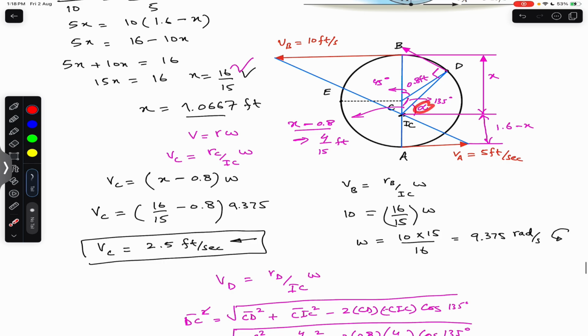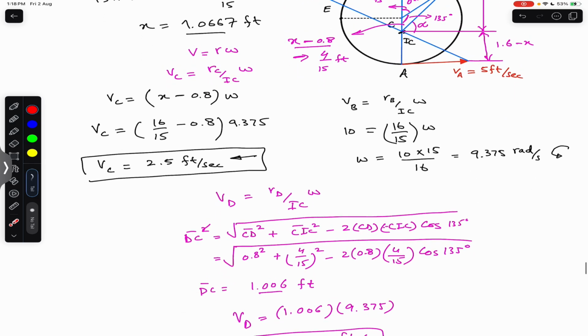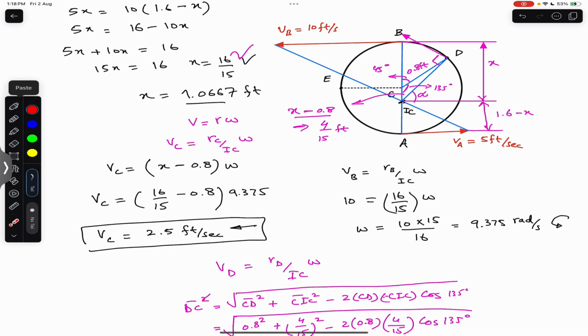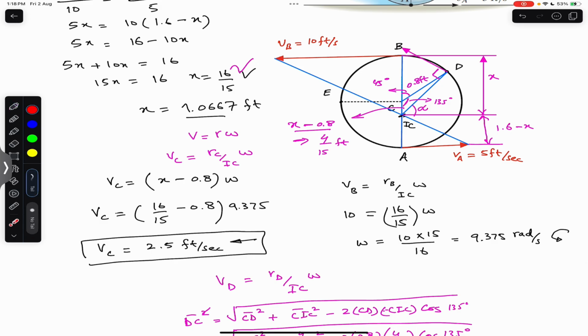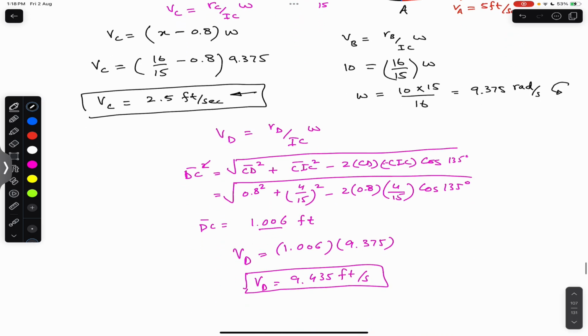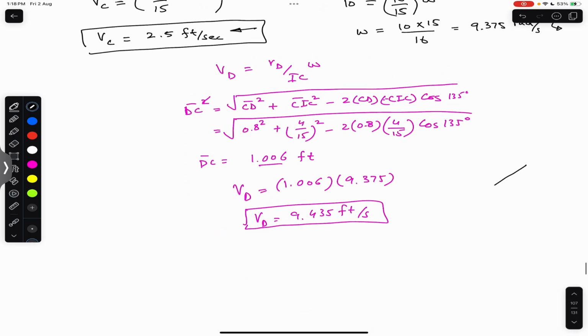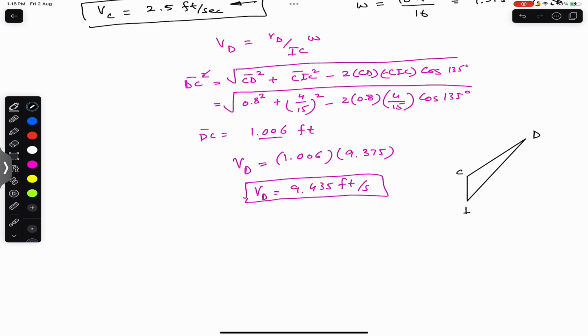To find this angle alpha, we need to find this angle, right? We can find this angle by using the law of sines. So if we apply the law of sines, we can say this angle is, let's say, angle beta. So let me draw that triangle here. We are having the triangle like this. This is point D, this is point C, and this is the instantaneous center.